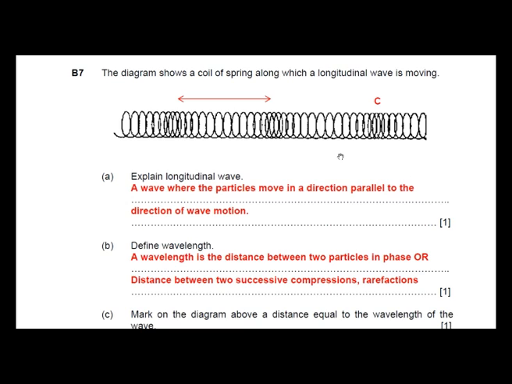For B7, the diagram shows a coil or spring along which a longitudinal wave is moving. Take note of the keywords once again, underline them. It shows a coil or spring, and this is a longitudinal wave. Please take note, this is not a transverse wave. Explain longitudinal wave. This explanation you can look up once again in the textbook. The keyword here is parallel to the direction of the wave motion. Particles move in the direction parallel.